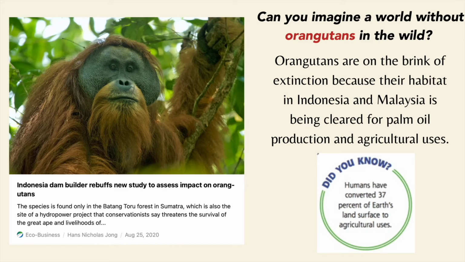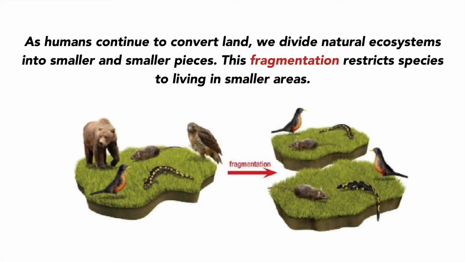And as humans continue to convert land, we divide natural ecosystems into smaller and smaller pieces. This is what we call fragmentation, which restricts species to living in smaller areas. And the fragments are cut off from other fragments and may not provide species with enough space to roam, eat, and find a mate.